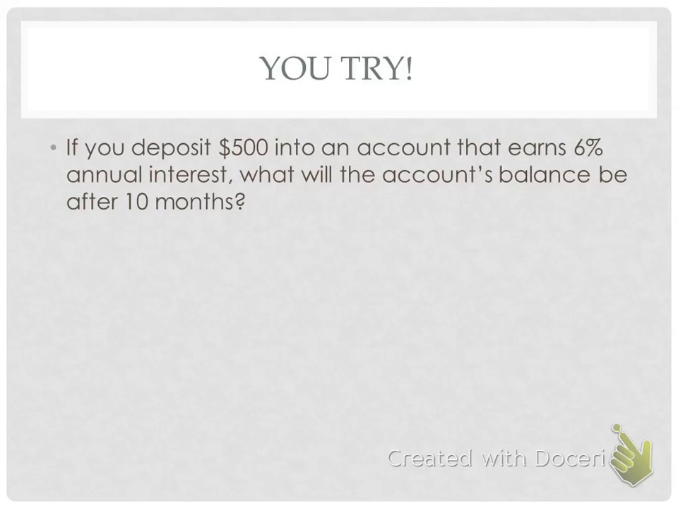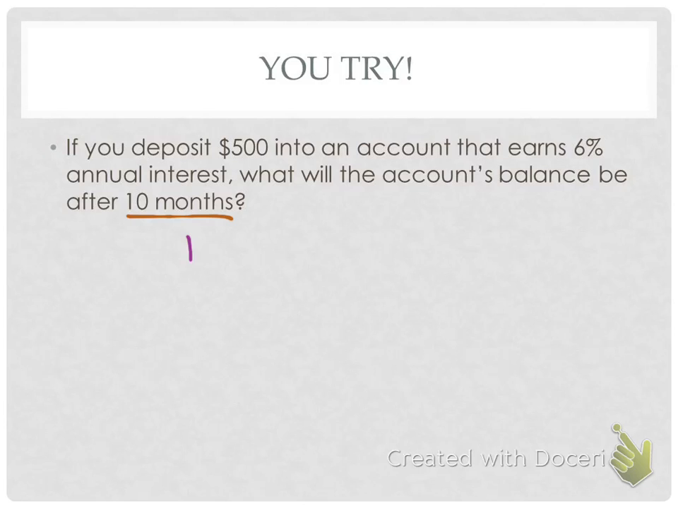All right, now I want you to try one. Okay, if you deposit $500 into an account that earns 6% annual interest, what will the account's balance be after 10 months? Now, the only part that might trip you up is this 10 months. 10 months out of how many? 12. 10 over 12. Now, you can leave it a fraction and cross-reduce, or you can change to a decimal. If you change to a decimal, it's going to be repeating, but that's okay. Just round your interest to the nearest dollar. All right? That'll help you. So I'll give you a minute to work on this.